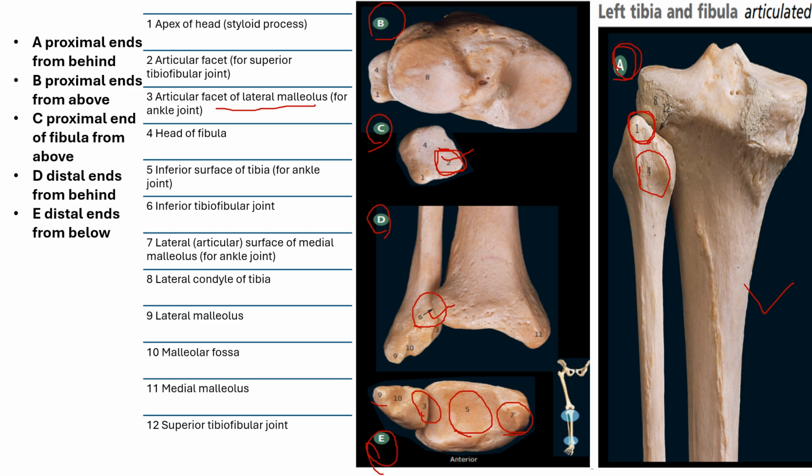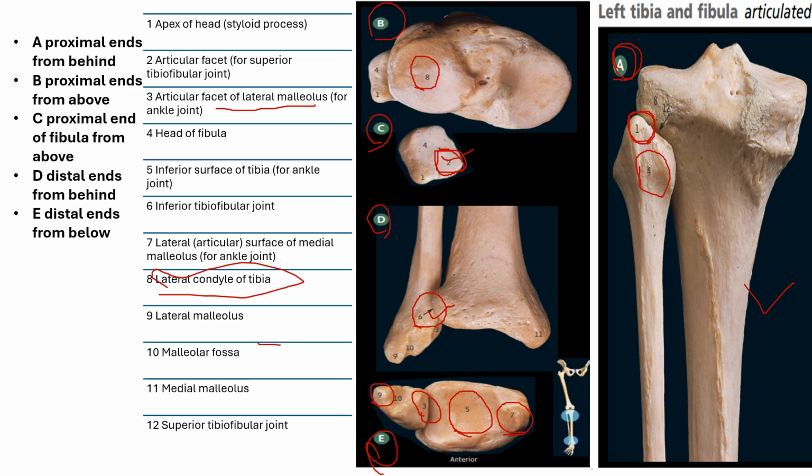The ninth one is the part of the fibula that forms the lateral malleolus of the fibula. The eighth one, I forgot the eighth one. So the eighth one is the lateral condyle of the tibia. It's a part of the tibia which lies toward the lateral side.